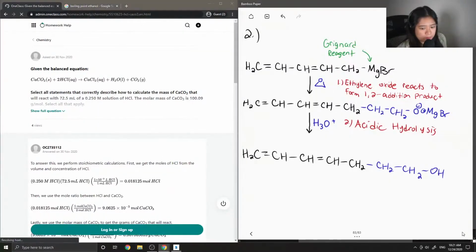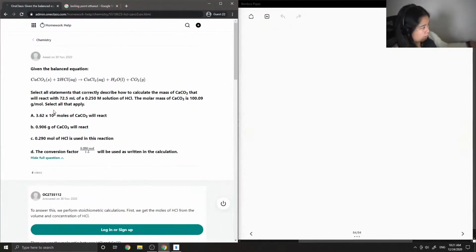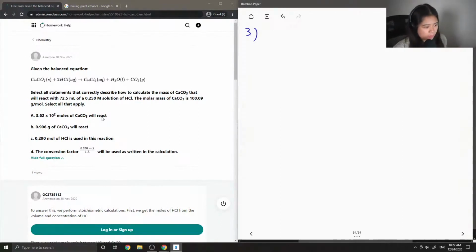Okay, so on to question number 3. Given the balanced equation, calcium carbonate plus 2 HCl makes calcium chloride plus H2O liquid plus CO2 gas, select all the statements that correctly describe how to calculate the mass of calcium carbonate that will react with 72.5 milliliters of a 0.25 mole per liter solution of HCl. The molar mass of calcium carbonate is 100.09 grams per mole. Select all that apply.